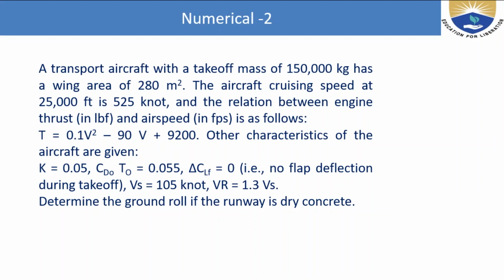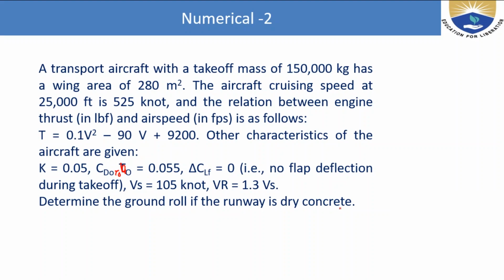Other characteristics of the aircraft are given. K is equal to 0.05. CD naught takeoff is 0.055. CL of the flap is 0, that is, no flap deflection during takeoff. VS, the stall speed, is 105 knots, and VR is equal to 1.3 VS. Determine the ground roll if the runway is dry concrete.